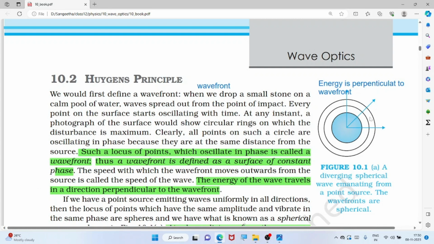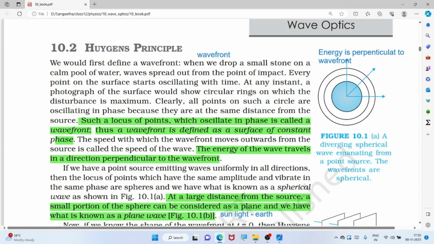Okay, this circle is a wave front. It has constant phase, all points oscillating at the constant phase. The energy of the wave travels in a direction perpendicular to the wave front. If the wave front is going in this direction, the perpendicular to that is the direction of the energy.